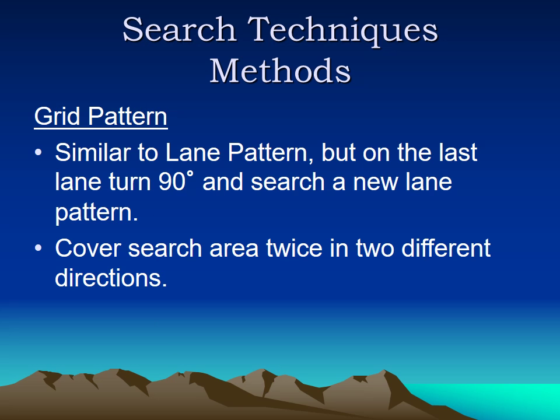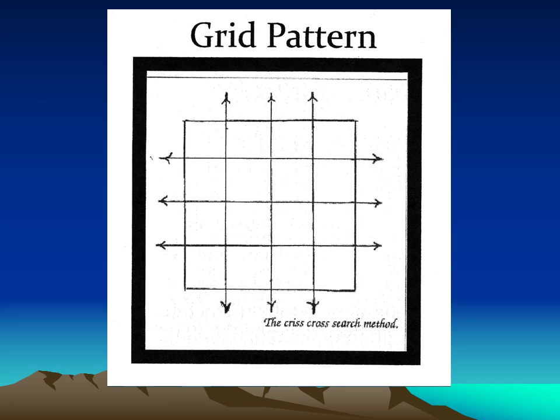The grid search pattern is similar to the lane pattern, except that at the end of the search area, the searchers move either to the right or left of the search area and turn 90 degrees. They then search the area in a new lane pattern, but perpendicular to the previous lane searched. Using this method, the searchers cover the search area twice, but in two different directions. This diagram illustrates the grid pattern, where the search area is searched in two different directions, resulting in a crisscross search method.